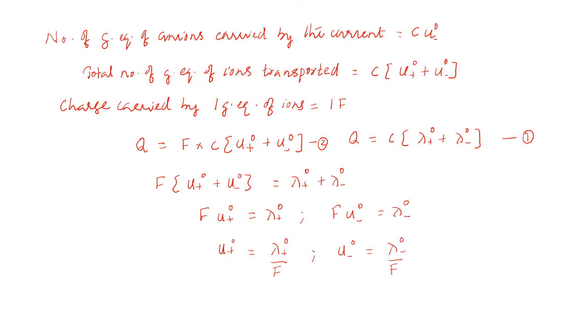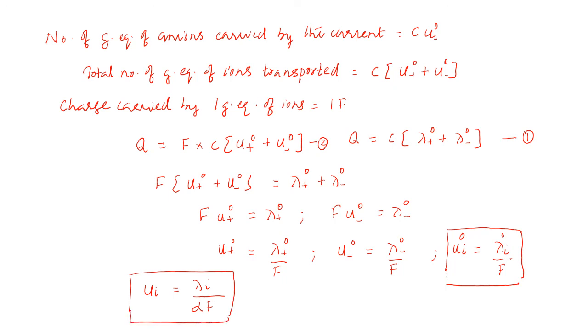Or in general, you can write for a given ion at infinite dilution, the ionic mobility is given by the expression U I equals lambda I 0 divided by F. And if you consider a weak electrolyte where alpha is the degree of dissociation, you can write ionic mobility as U I equals lambda I divided by alpha into F, where alpha is the degree of dissociation. And this is the case for weak electrolytes.